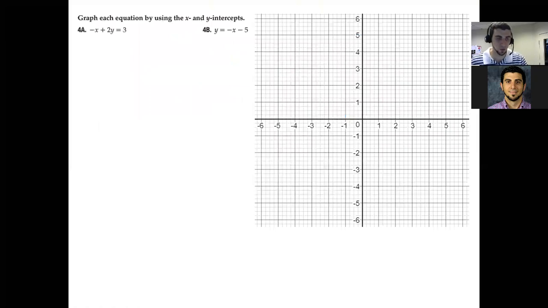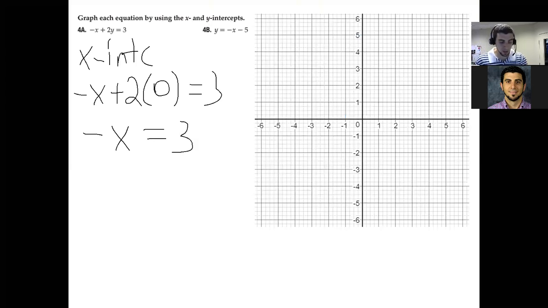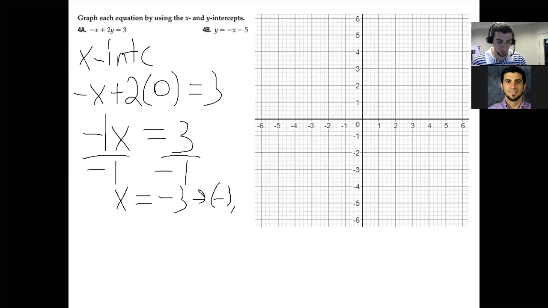Okay, we're back. So the first one, we're going to get the x-intercept. So we're going to replace y with 0. So you have negative x equals 3. Remember, that's understood to be a negative 1. So divide both sides by negative 1, and you get x equals negative 3, which is the point (-3, 0). So that's right here.